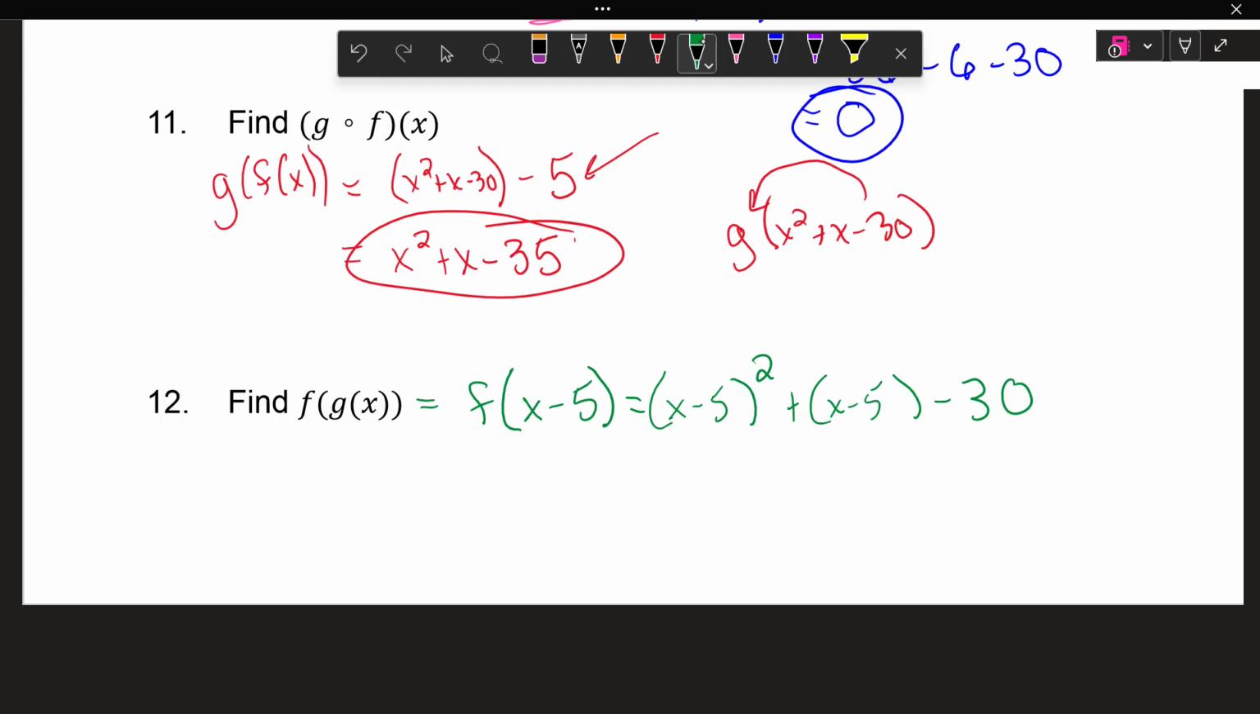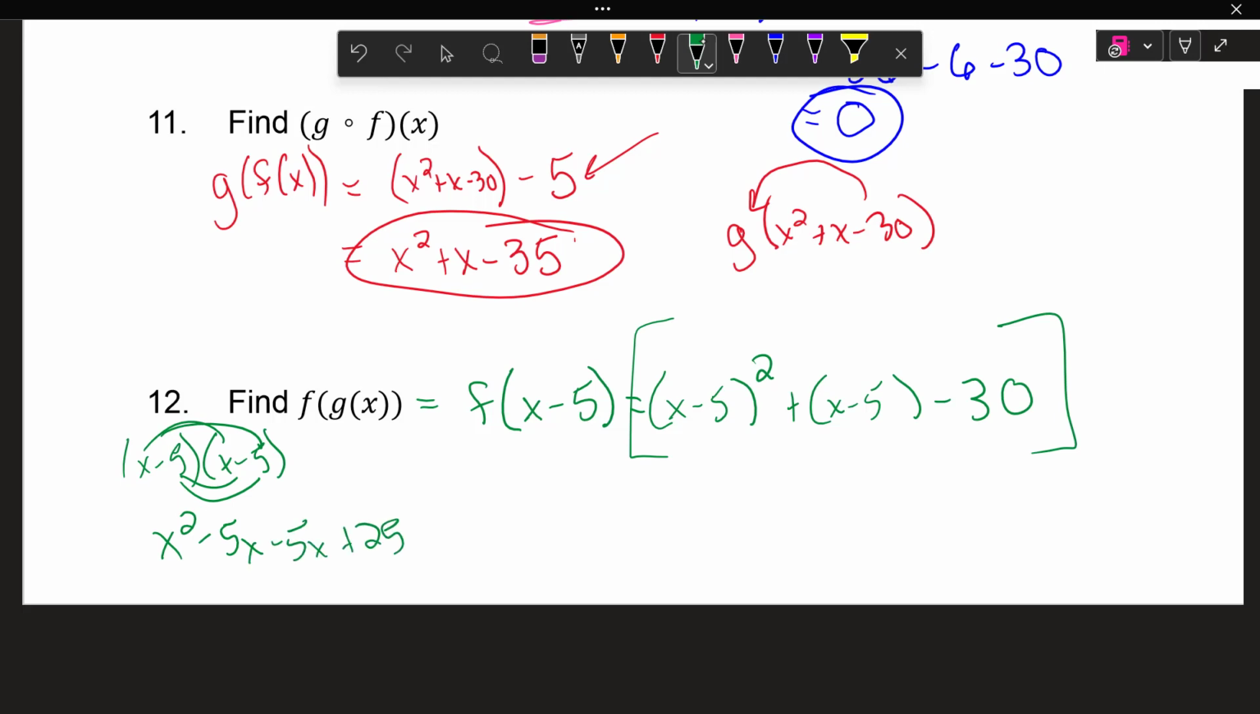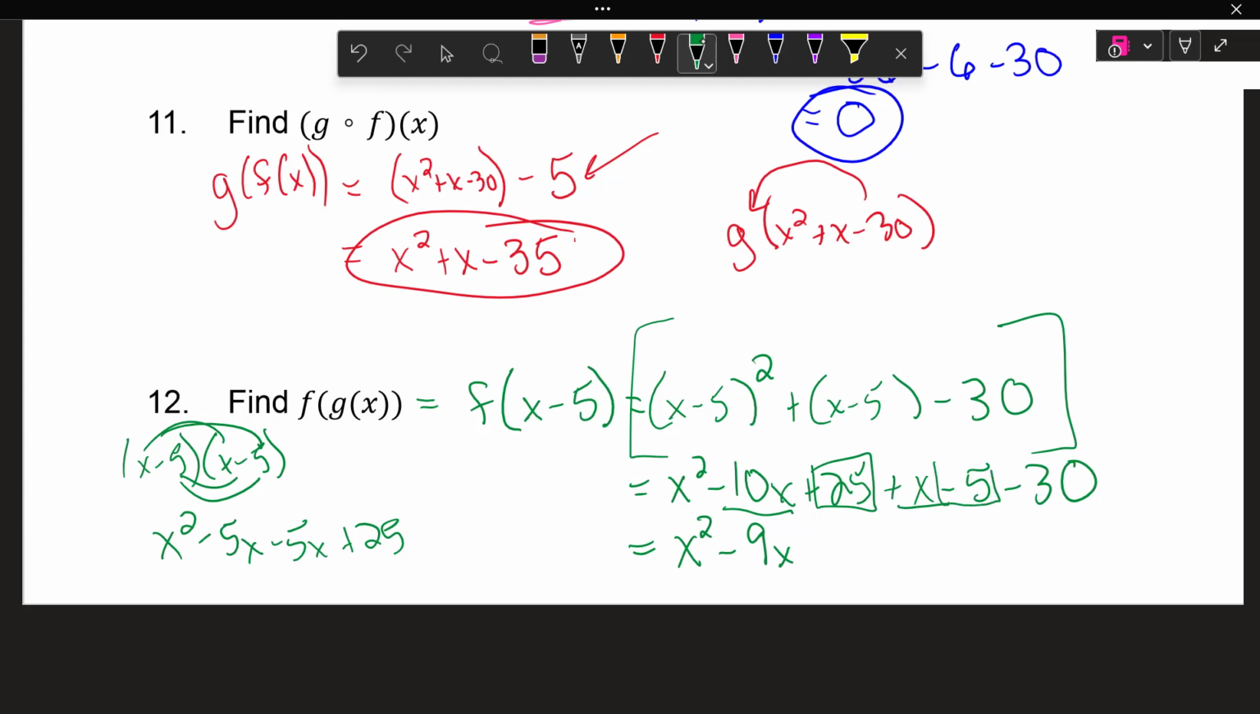So we got to simplify this whole side here. Now, x minus 5 squared is x minus 5 times x minus 5. We got to double distribute. We get x squared minus 10x plus 25 plus x minus 5 minus 30. And now we just add up all our like terms. We only have the 1x squared. We got negative 10x and 1x, so negative 9x. And then we got 25, negative 5, and negative 30. Grand total of negative 10.